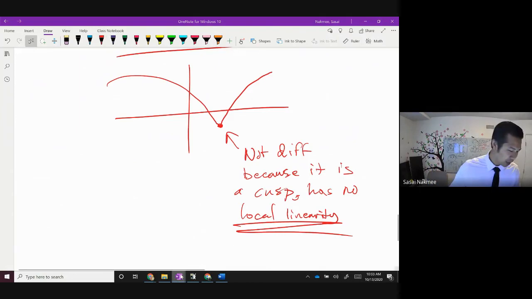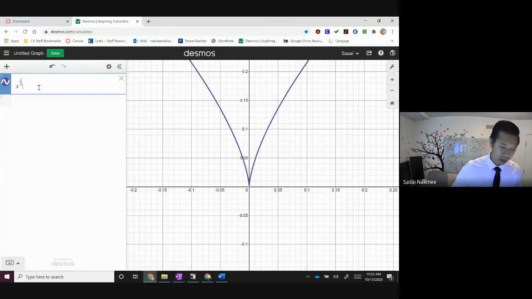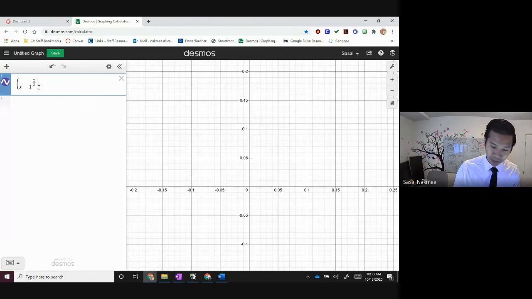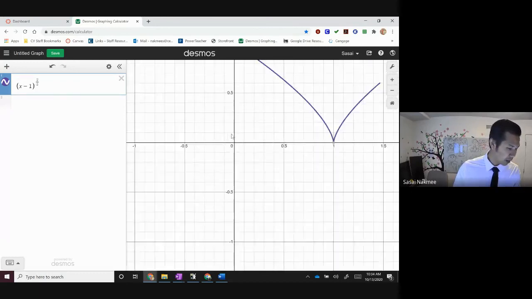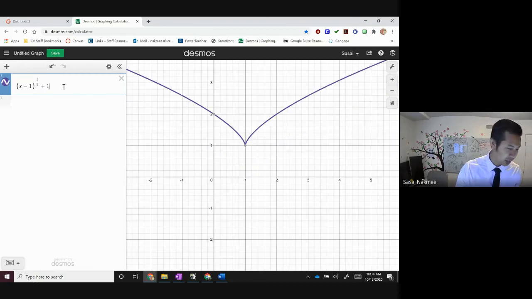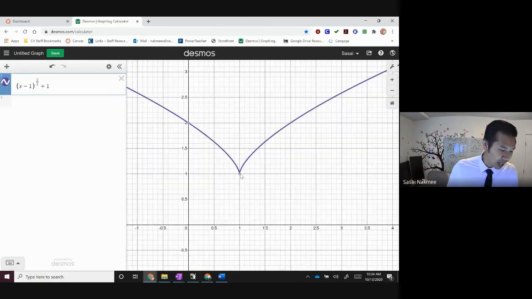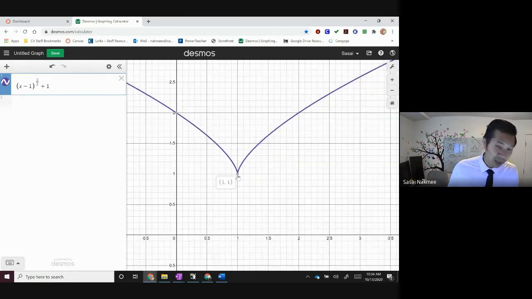So if you take a look at this problem right here, let's actually move this over real quick. Let's say it was x minus 1, to that power. So let's take a look at it and let's move it up so we can see it a little bit better here. So check this out. If I looked at this point right here, how do I know that this is not differentiable at x equals 1?